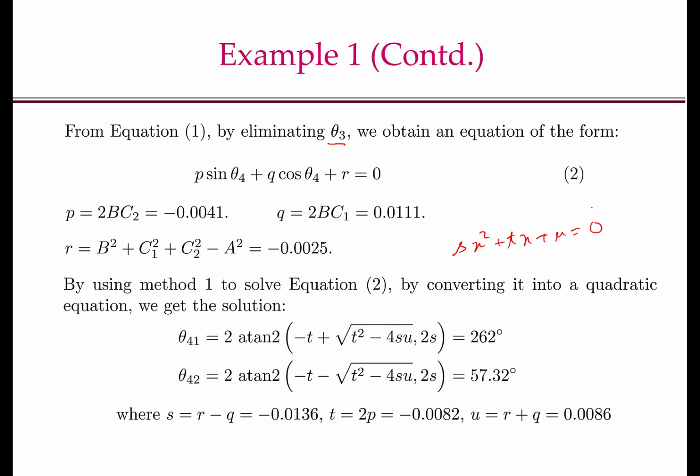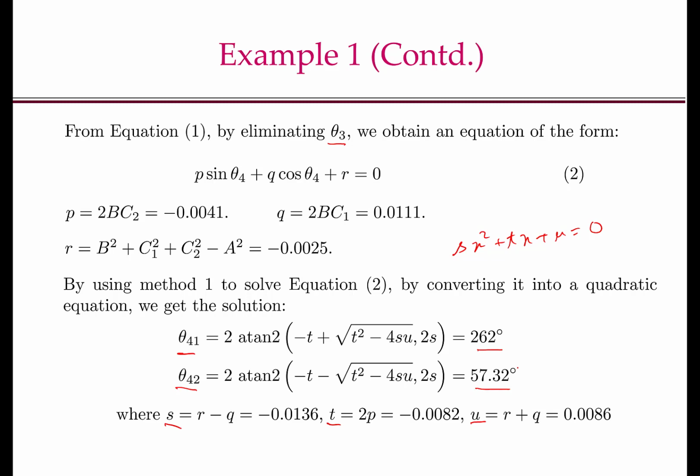Using that, we had the formula for theta 4.1 and theta 4.2 in terms of an atan2 function, and s, t and u are defined here, and their numerical values can be computed because we have already computed p, q and r. So the two angles that we get for theta 4 are theta 4.1 as 262 degrees and theta 4.2 as 57.32 degrees.